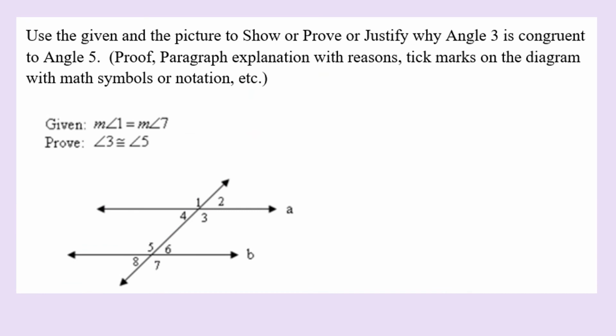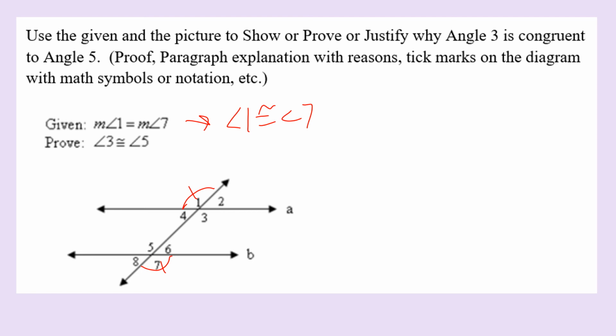All right, so we know that for this one, the measure of angle 1 is equal to the measure of angle 7, which also means angle 1 is congruent to angle 7 because of the definition of congruence. And we don't need to write that down because you should know that. If the measures are the same, they are also congruent. If they're congruent, they're also equal to each other.